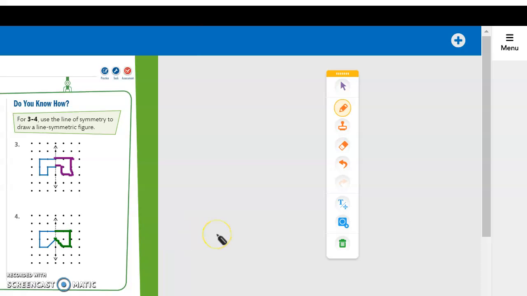There we go. So there are 2 figures where I have used the line of symmetry to create mirror images.